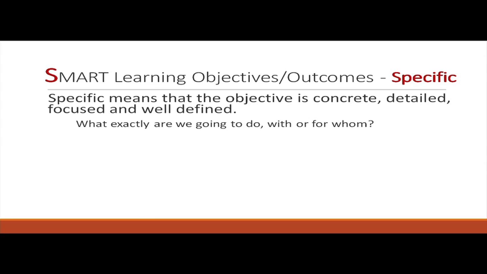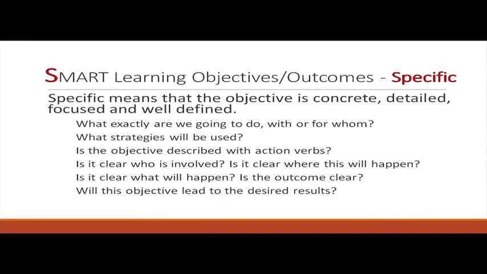When writing the objective or outcome, ask yourself some questions. What exactly are we going to do with or for whom? What strategies will be used? Is the objective described with action verbs? Is it clear who is involved? Is it clear where this will happen? Is it clear what will happen? Is the outcome clear? Will the objective lead to the desired results? So, when we write the learning objective and outcome, it should be very specific.